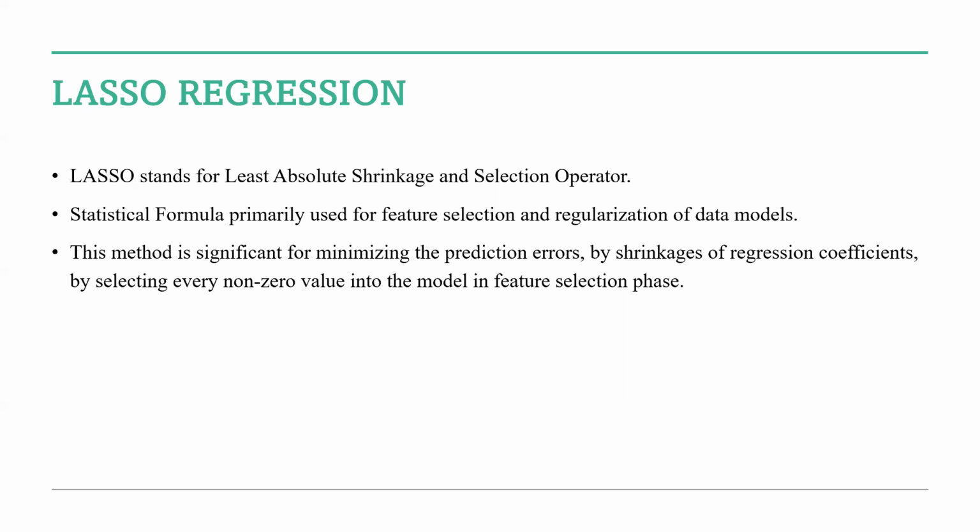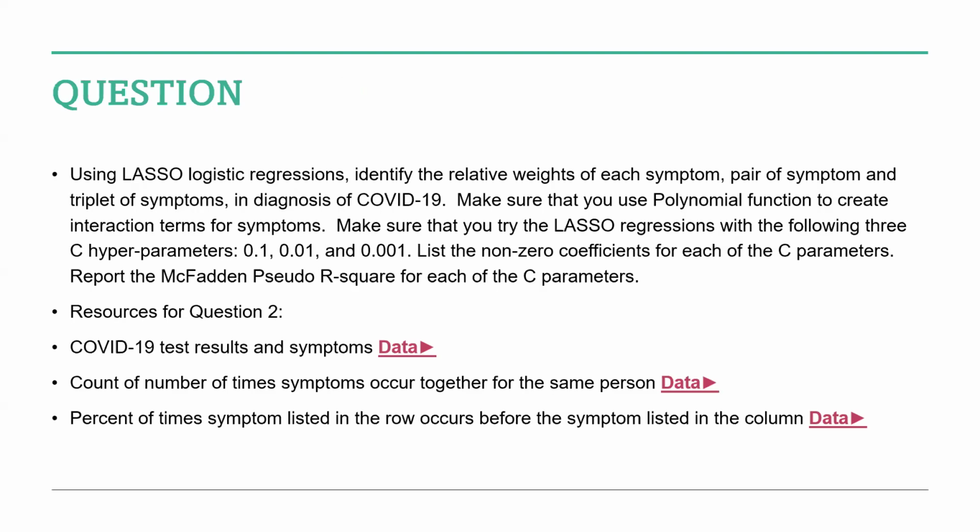Lasso stands for least absolute shrinkage and selection operator, a statistical formula primarily used for feature selection and regularization of data models. The question is: using lasso logistic regression, identify the relative weights of each symptom, pair of symptoms, and triplets of symptoms in the diagnosis of COVID-19. Use a polynomial function to create interaction terms for symptoms, list the non-zero coefficients for each of the C parameters, and report the McFadden pseudo-R-square.